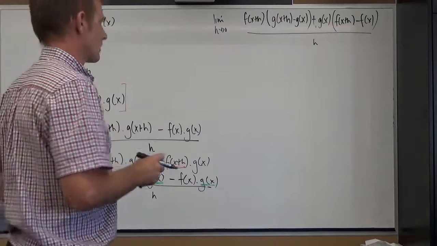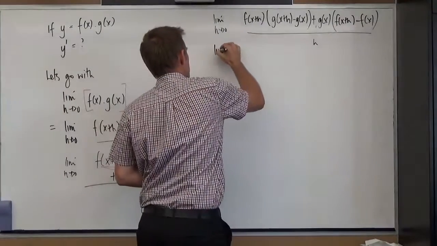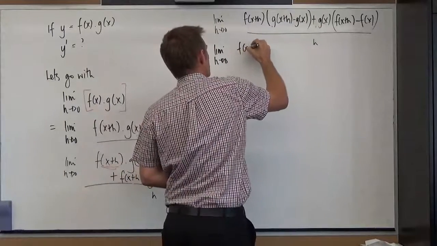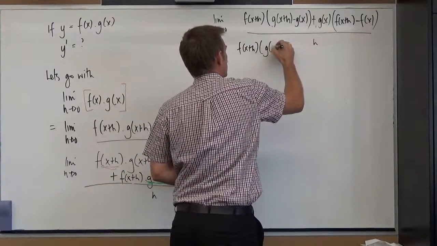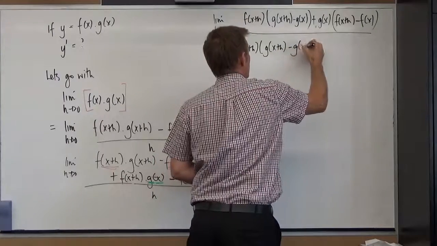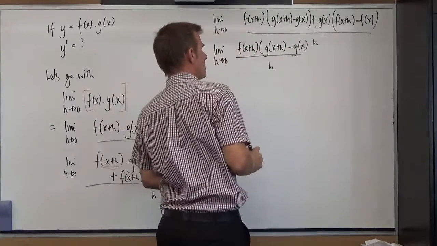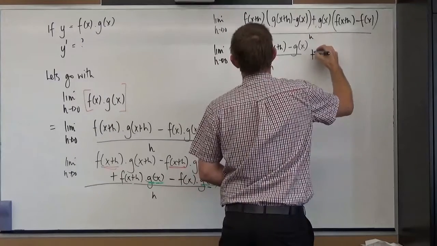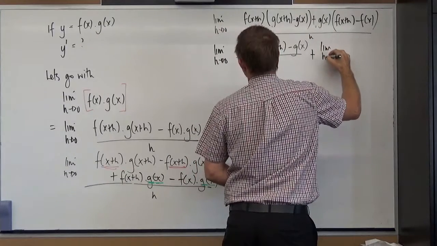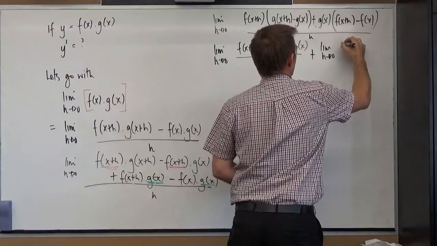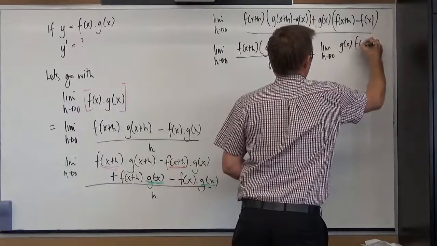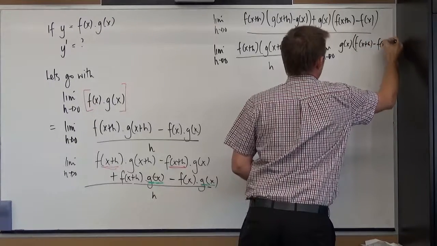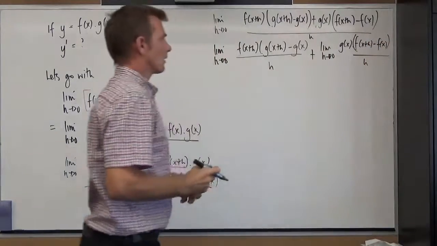Okay, we're good. We're going to split it up into two separate limits. That's what we're going to do. Of this part. That's one limit. That h guy's up there. And then the second limit is going to be plus the limit of h approaching 0 of g of x times f of x plus h minus f of x all over h. Okay, we're on track again.